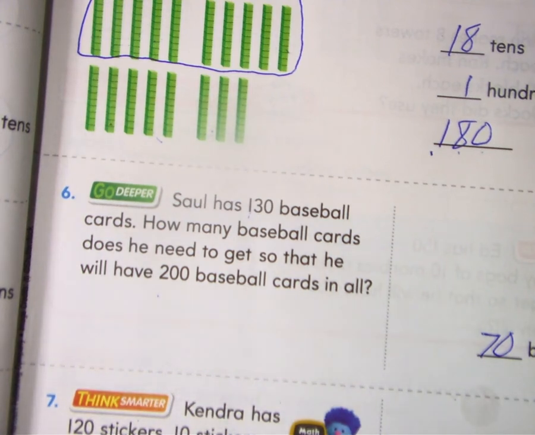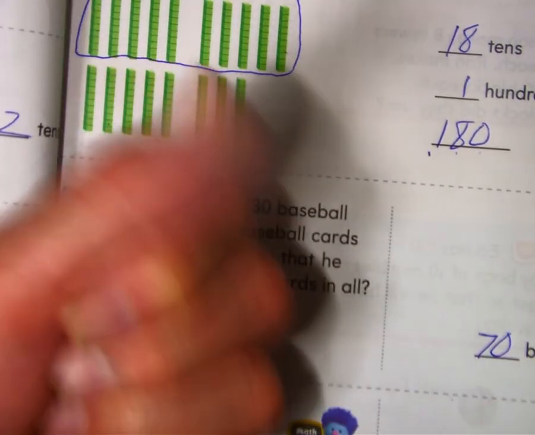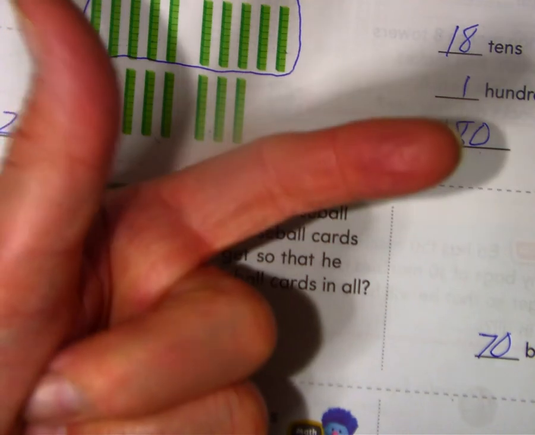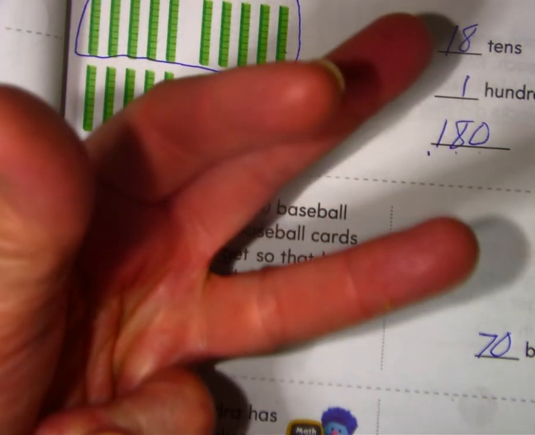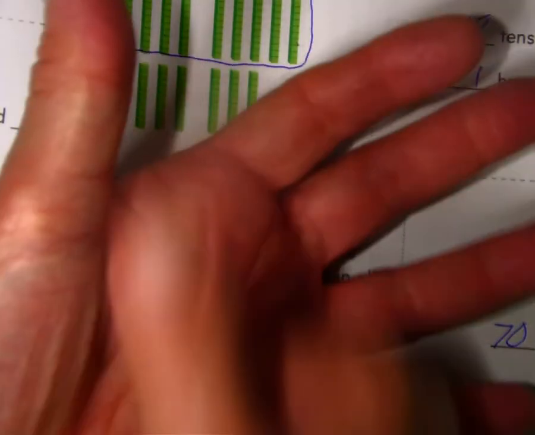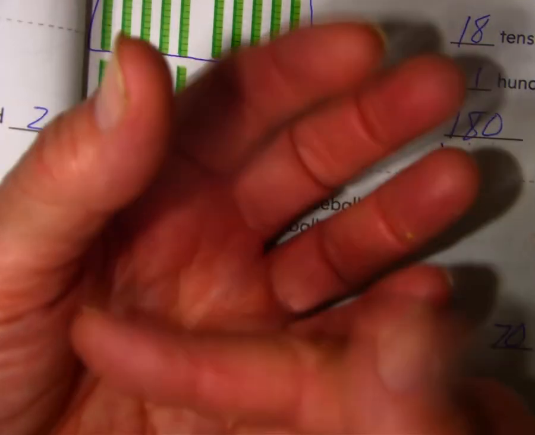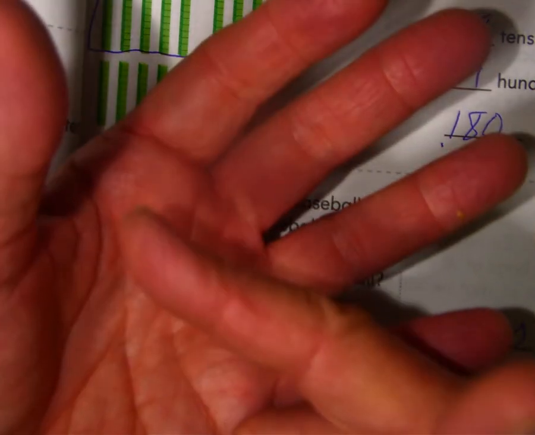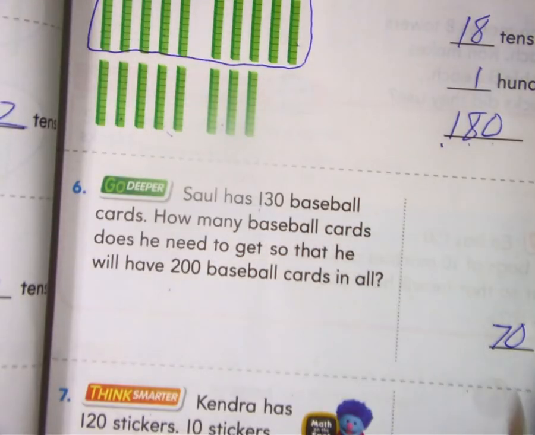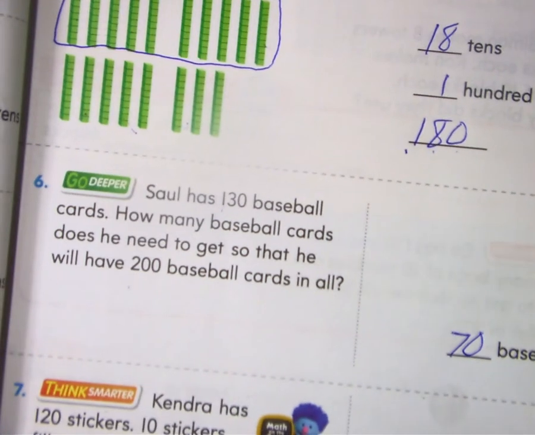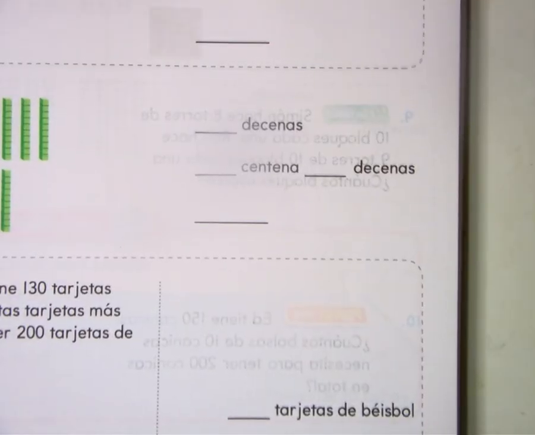Hold on a second, I gotta fix my computer here. We're going to try it in Spanish, okay? Here we go. Ready? 130. Contando por decenas en decenas. You ready? 140, 150, 160, 170, 180, 190, 200. 7 decenas. Yo conté 7 decenas. 7 decenas son 70. 70 baseball cards. ¿Qué dice en español? 70 tarjetas de béisbol.